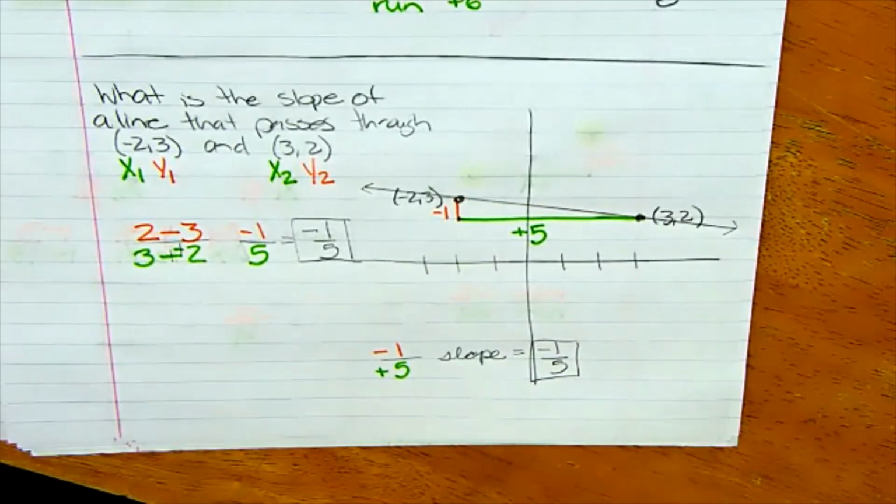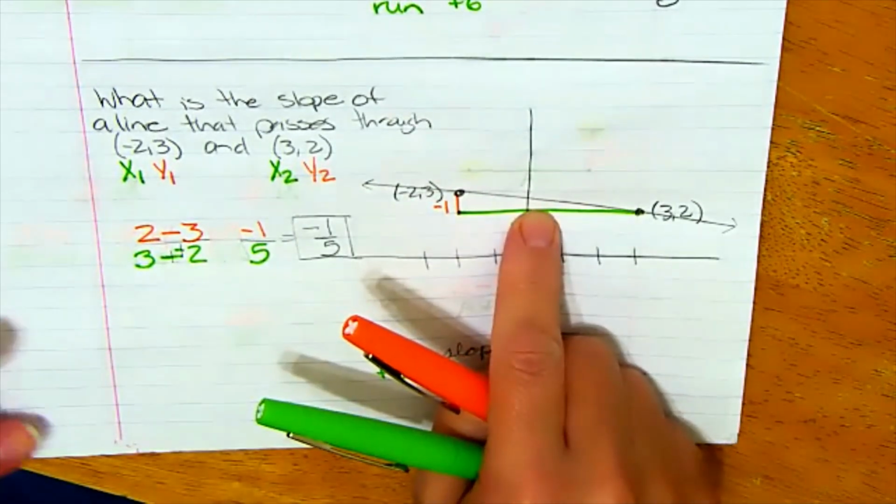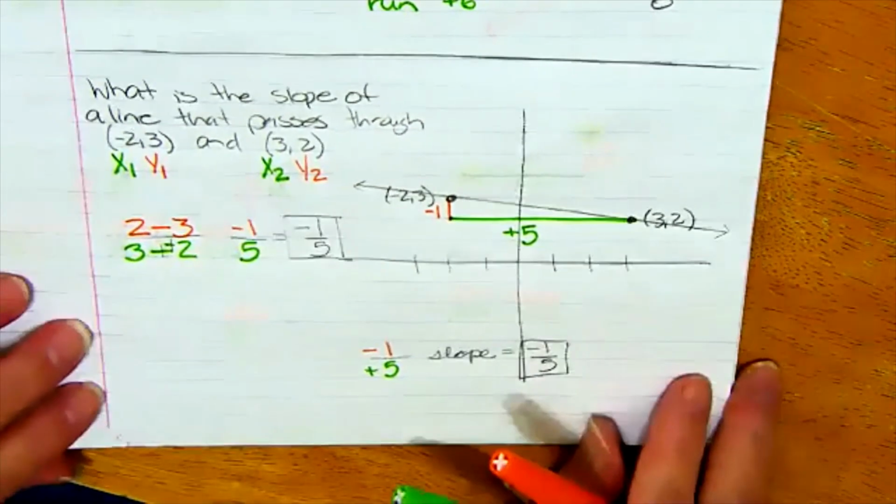So you have 2 ways to find the slope of a line. You may graph it, or you may use the change in y over the change in x.